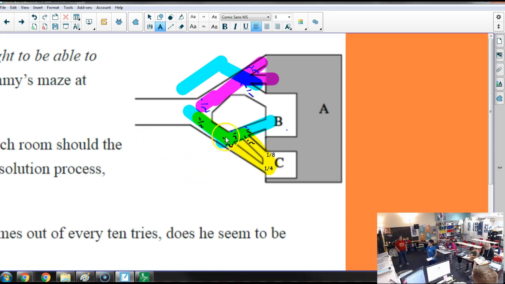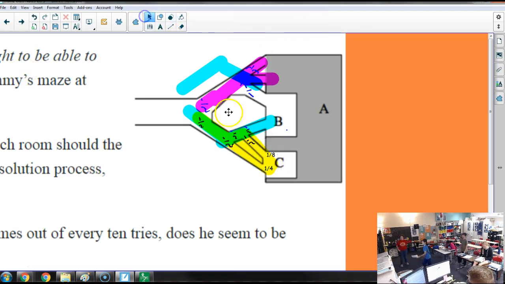Any questions on how we deal with a specific ending location? That's 1/8. You said this is also 1/8. What is this? 1/6. And then these two are also 1/6. So it's a 2/6 chance of getting into A.